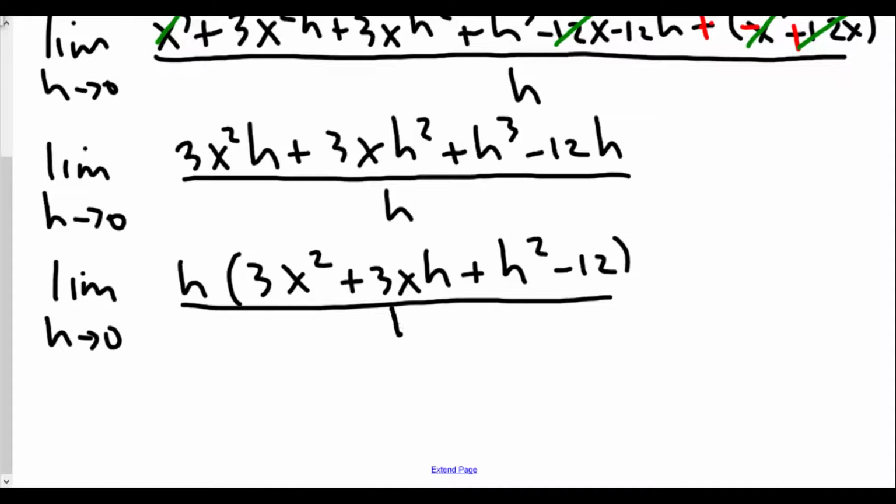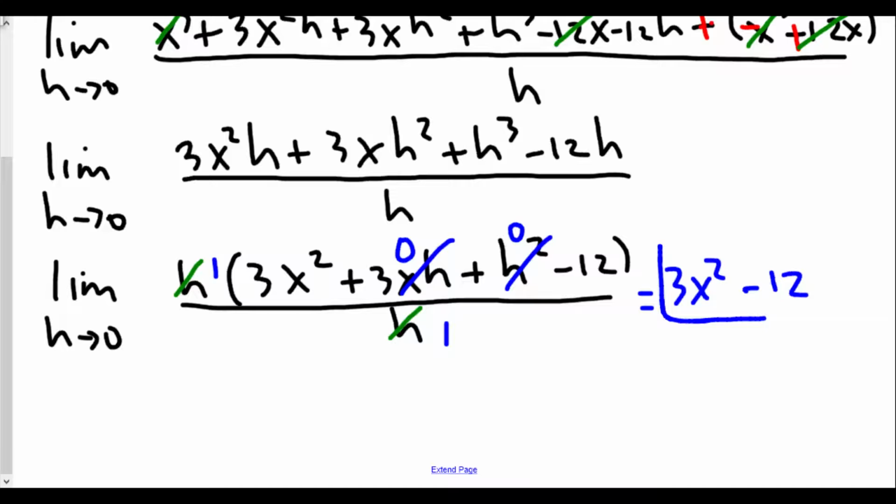And now at this point, we can simplify out the h's. If I plug in 0 for h now, I have a 1 here and a 1 here, and so my denominator is not equal to 0. So now plug in 0. We end up with 3x squared. This goes to 0, this goes to 0, and we're left with minus 12. And this will be the derivative.